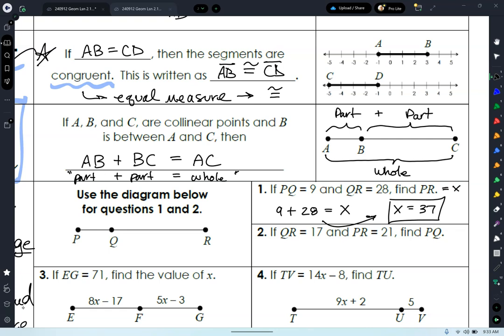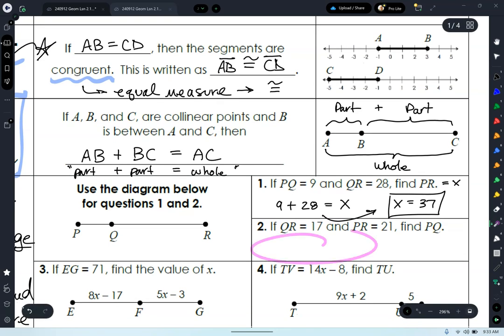Very simple example. Okay, I want you to write me a segment addition problem for if the length of QR is 17 and the length of PR is 21, find PQ. Go ahead. Write me a math problem and figure it out.